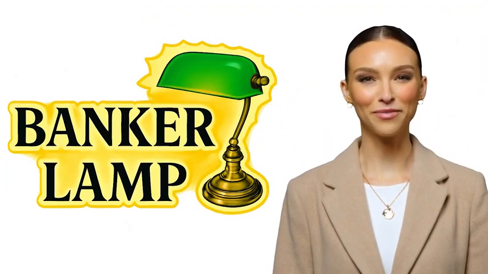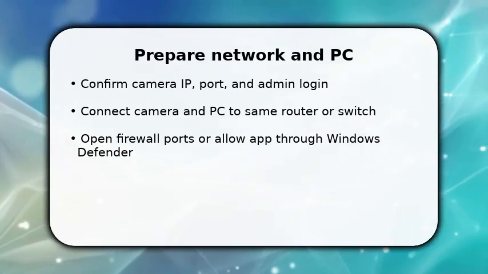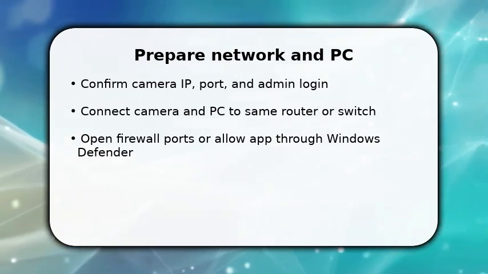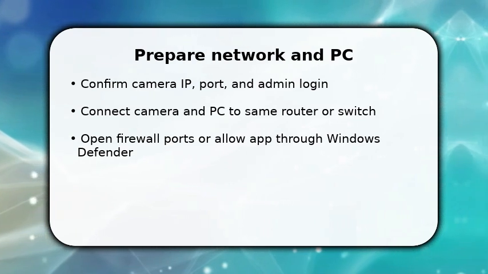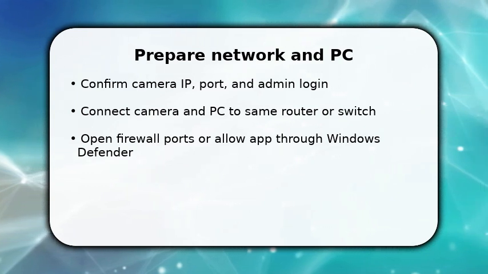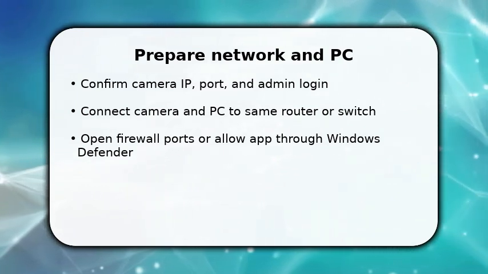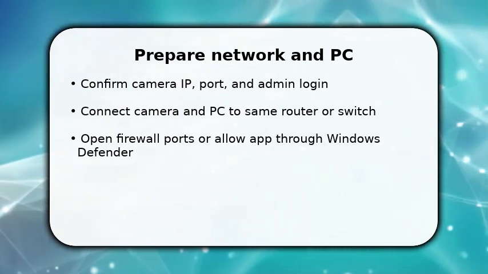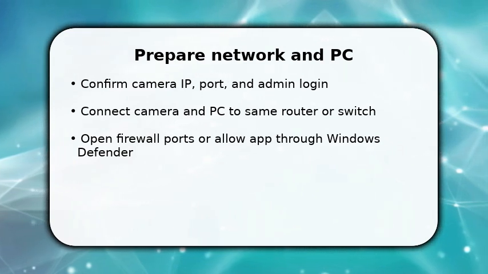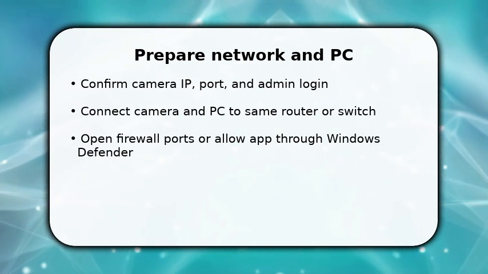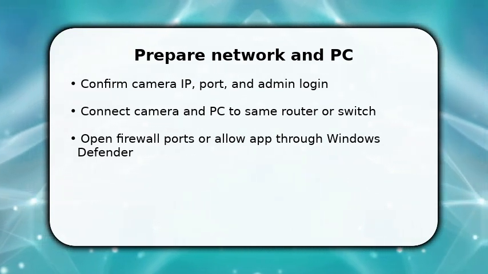Please enjoy the video. You start by confirming the camera IP address, port, and admin credentials. This is essential. Next, make sure the camera and your PC are on the same router or switch so discovery works. Once done, temporarily allow your viewing app through Windows Defender or open the camera port in your router. This prevents connection blocks. If your camera uses PoE, verify the switch provides power. These steps get you from zero to a visible device on the network fast.